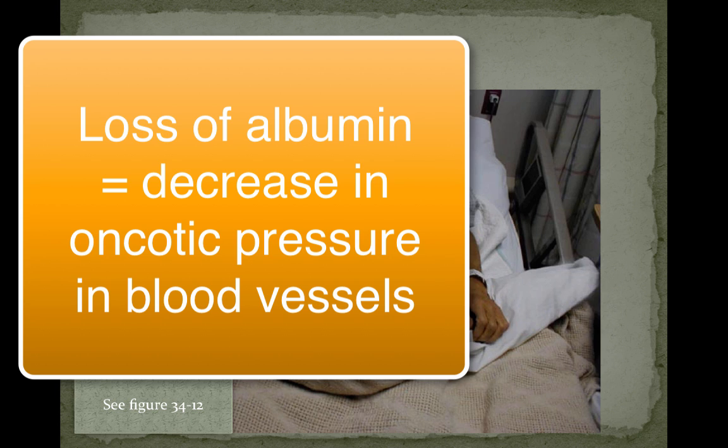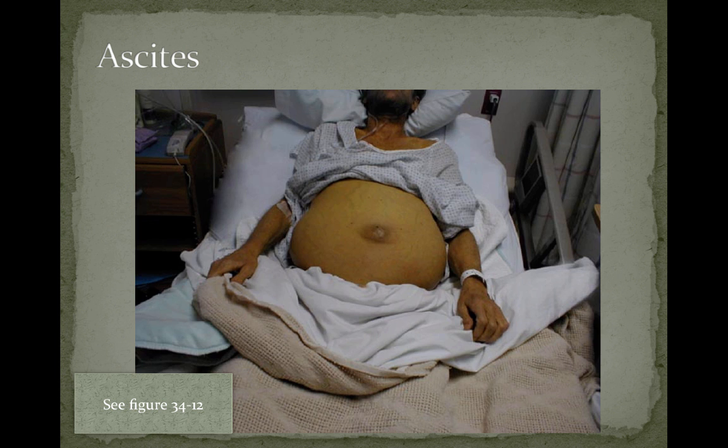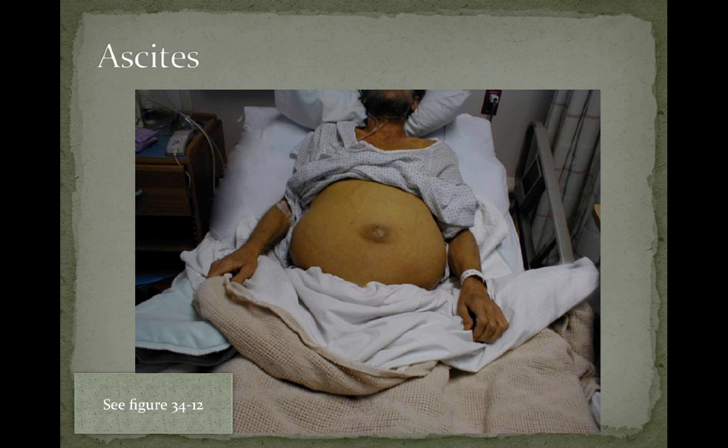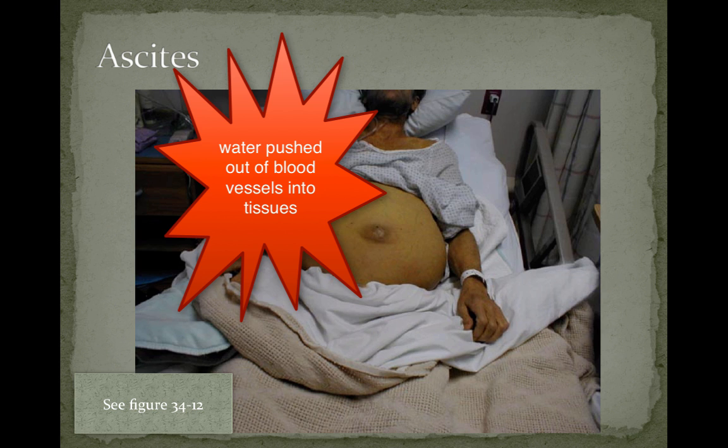Oncotic pressure is pressure inside the vessels where these large proteins like albumin, actual plasma proteins, slosh around and create oncotic pressure, and that helps keep water inside the blood vessel, okay? So because there's a loss of albumin, there's a loss of oncotic pressure, and that causes water to leak out into the portal system, okay? So you're going to see portal hypertension as well. So you get this increase in hydrostatic pressure, and that causes water to be forced out of the blood vessels and into the peritoneal cavity.